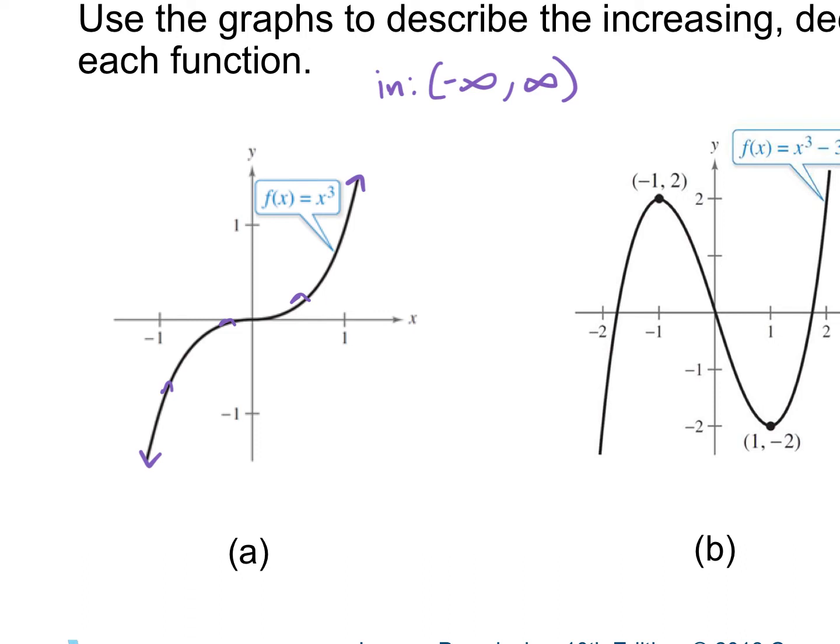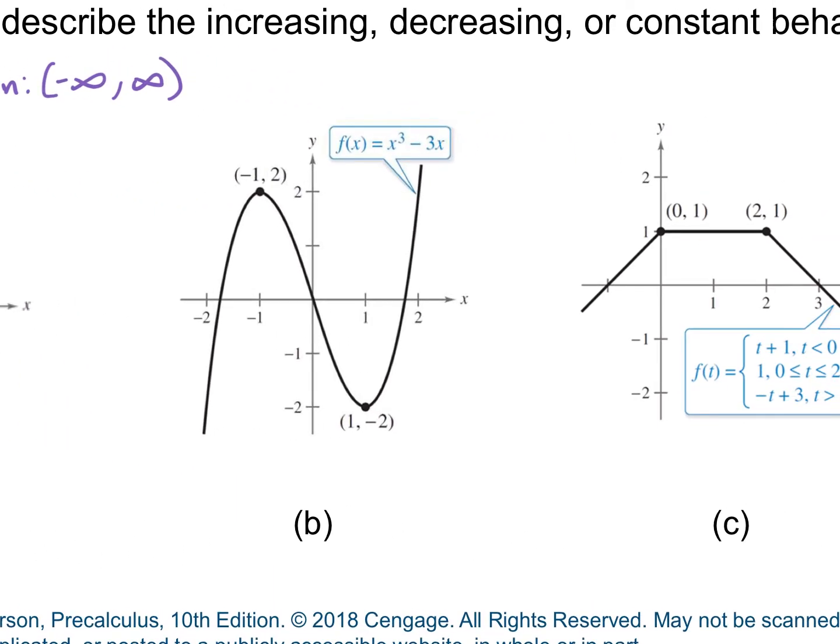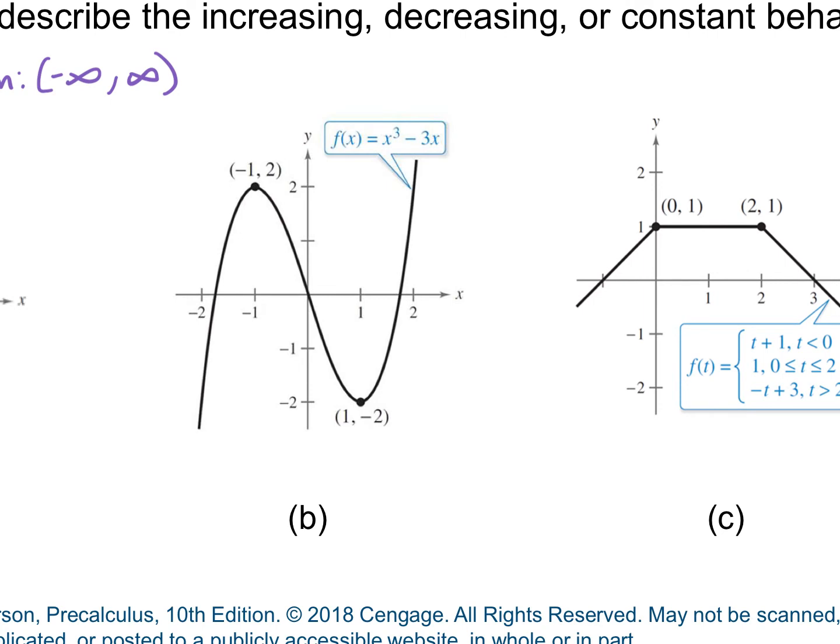Remember, when dealing with increasing, decreasing, and constant, we ignore the y values and only look at the x values. Same thing here. Again, we can assume that these have arrows here. So our graph would be increasing from negative infinity, and it stops increasing at, where our x value is, negative 1.